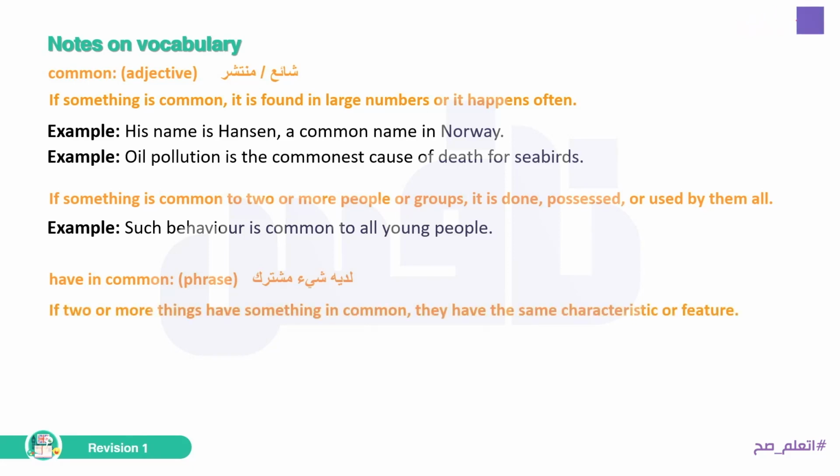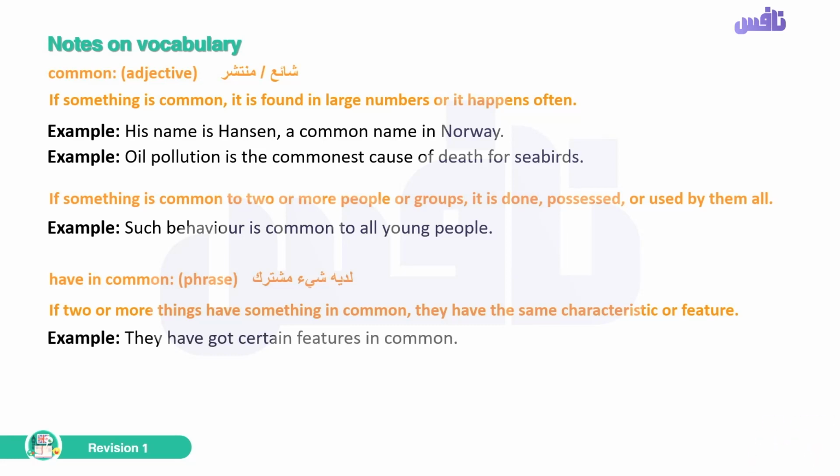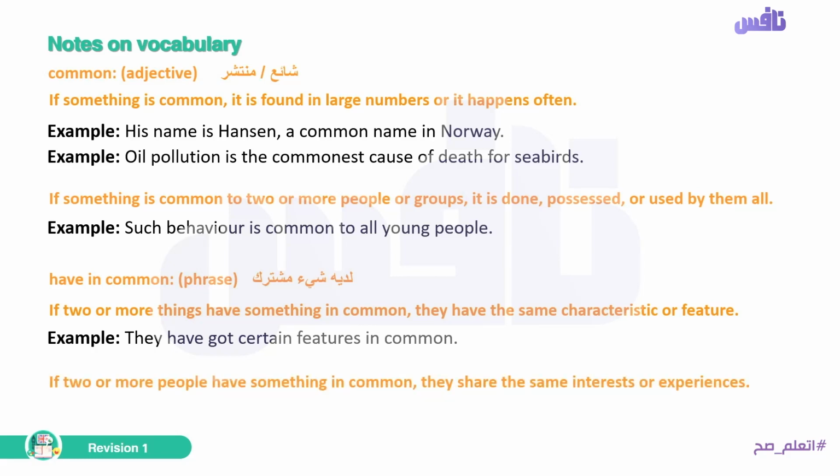If two or more things have something in common, they have the same characteristic or feature. طيب. في الإكزامبل بيقول لنا they have got certain features in common. ليهم سمات معينة مشتركة. In common يعني مشترك. If two or more people have something in common, they share the same interests or experiences. He had very little in common with his sister.